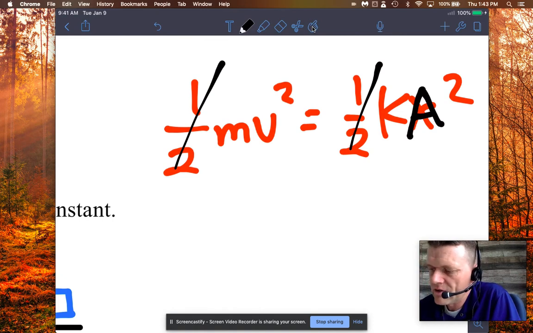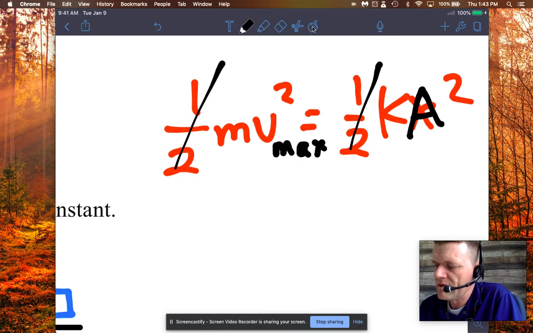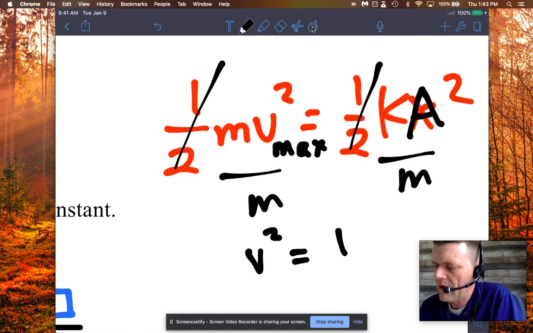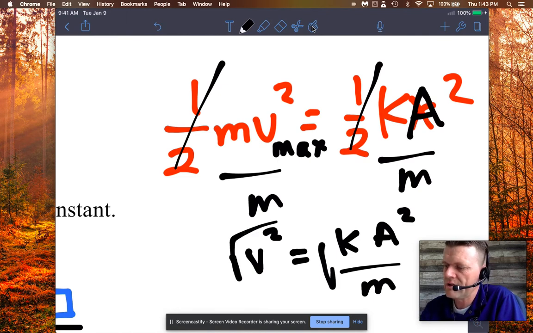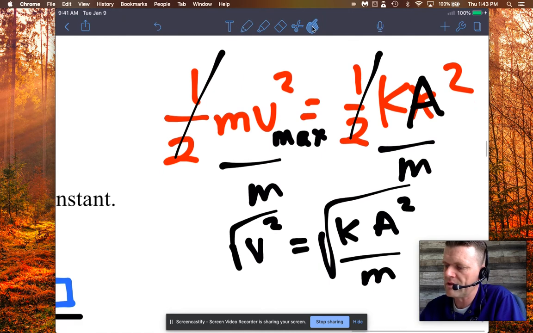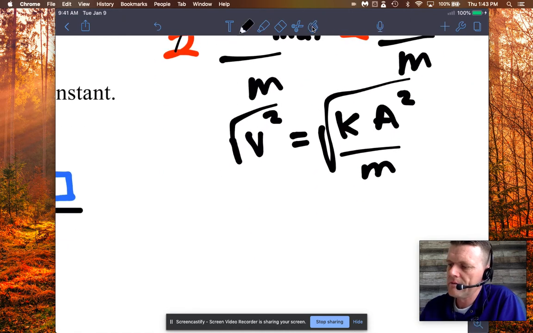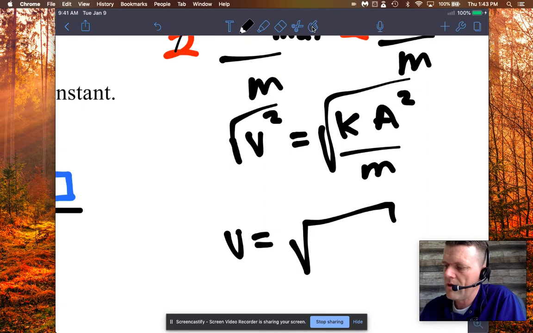Now we are trying to solve for v max here. So what I would do is divide this side by m, and then in an intermediate step, I think most of you are seeing this, it's going to be ka squared over m. And I just wanted the v max, so I've got to square root both sides. There we go. I'm going to give yourself some more room so you can see the rest of it. And I'm left with v equal to the square root of k times a squared over m.